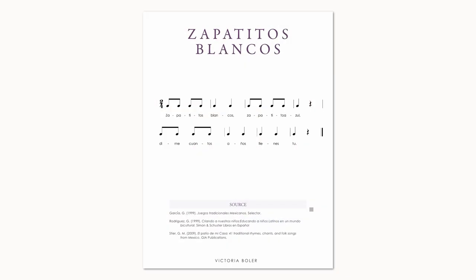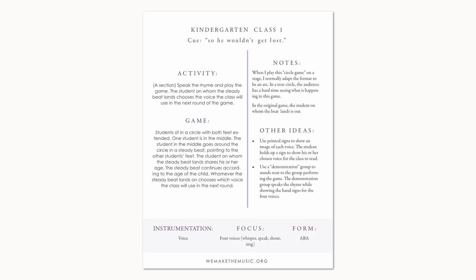I do. Yes. Let's go to Zapatitos Blancos. So I have for this one, we're speaking the rhyme and playing the game, and then we're using different voices. What's your thought with Zapatitos Blancos? Yeah, so we're going to have the children with their toes out and one suit in the middle tapping. And then once they're it, they're going to choose a voice, which I've made charts, little colored icons. So they're going to pick it up off the floor. Obviously, we don't do that in class, but that's for the stage. So they'll swing it around for everyone to see.